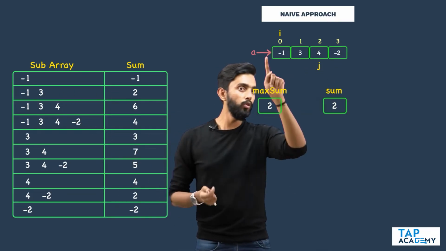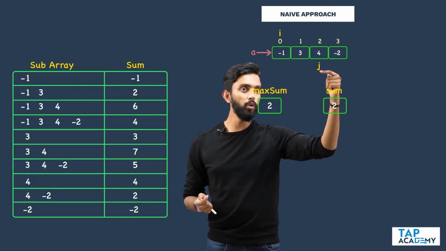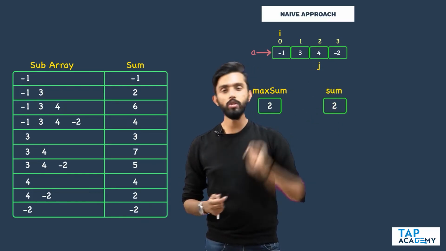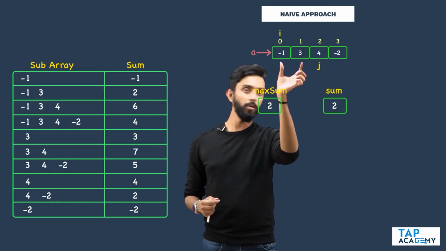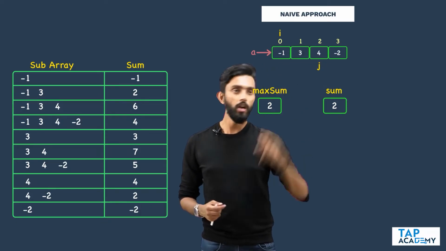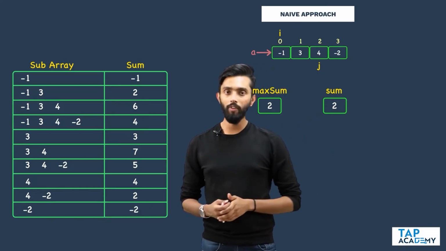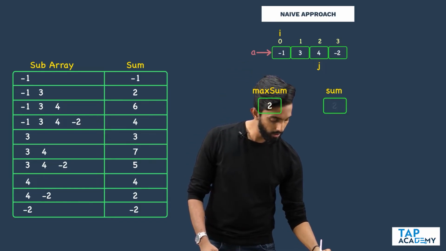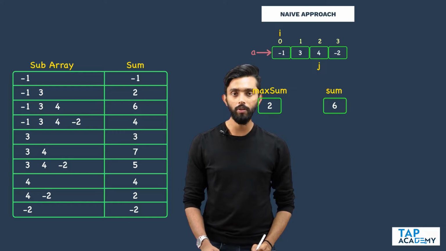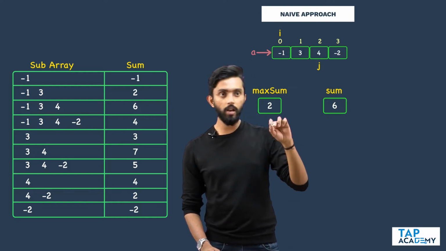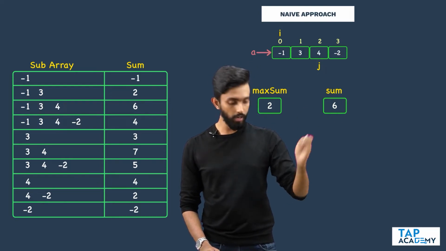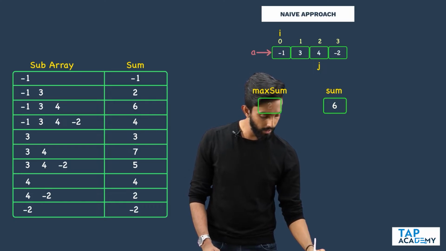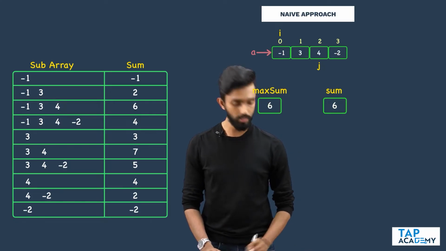To find the sum of this subarray, all I have to do is take the j value, add it to sum. Because as of now, sum has the sum of these two elements, now I am adding j. So if I add 4 to the existing value of sum, 4 plus 2 is 6, and hence sum is going to become 6. Is 6 greater or 2 greater? Obviously 6 is greater, which means maximum has to be updated and it has to become 6.